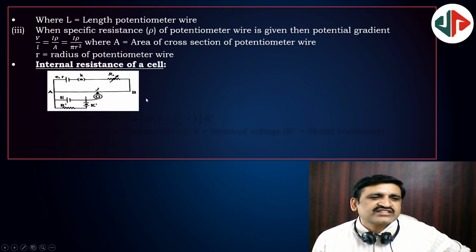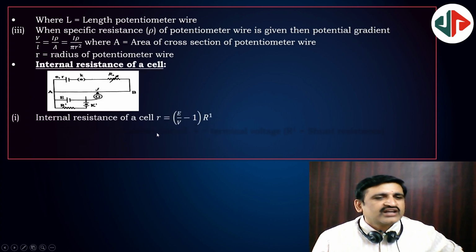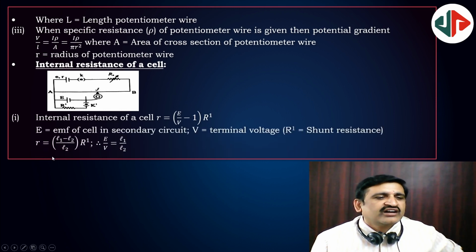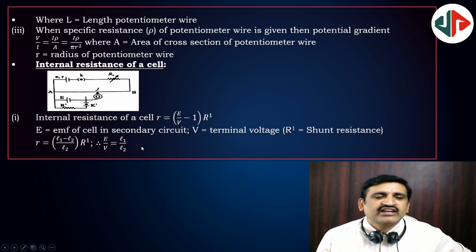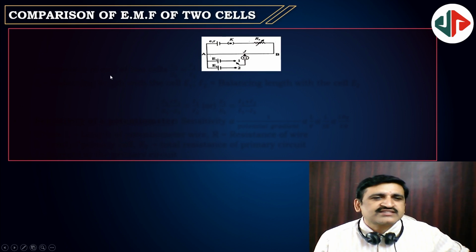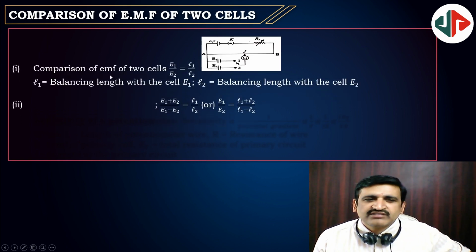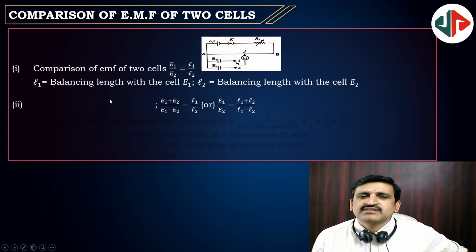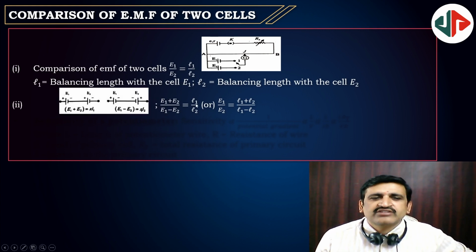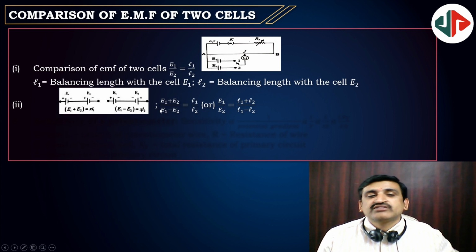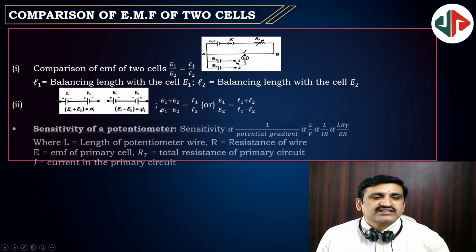Internal resistance of a cell, small r is equal to (E/V - 1) into R dash, or (L1 - L2)/L2 into R dash. E/V is equal to L1/L2. Next, comparison of EMFs of two cells: E1/E2 is L1/L2. In the sum and difference method, (E1 + E2)/(E1 - E2) is equal to L1/L2, or E1/E2 is (L1 + L2)/(L1 - L2).